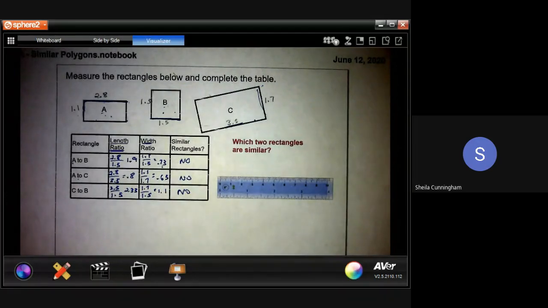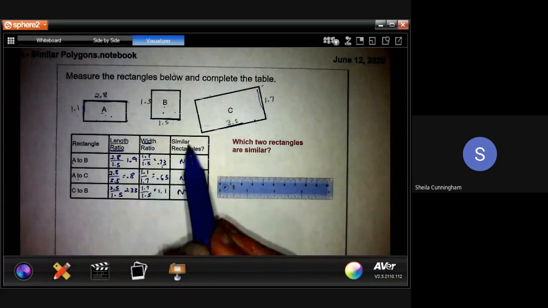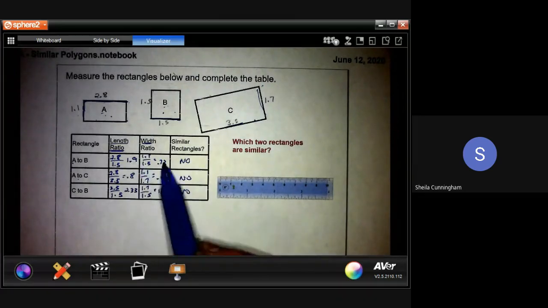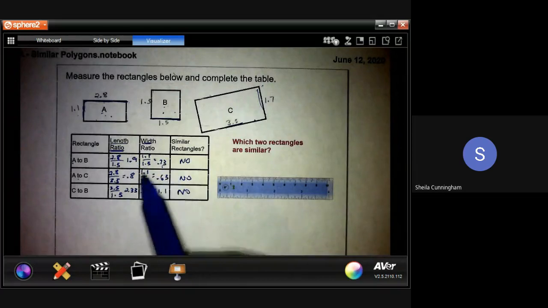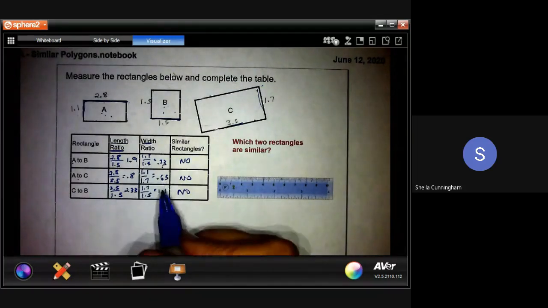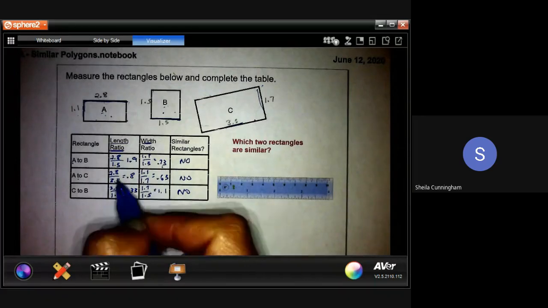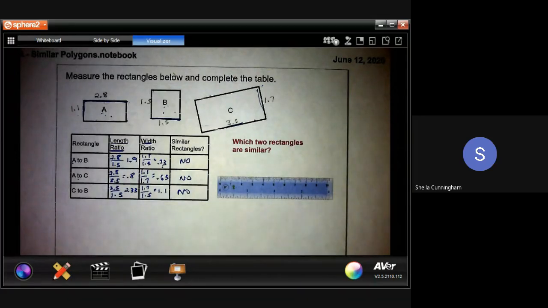We want to make sure that when we want to identify whether or not something is similar, we are going to compare those length and width ratios, compare the side ratios with each other, and find out if they all have the same side ratios, then we know for sure that we are working with a similar rectangle. So let's try another one.